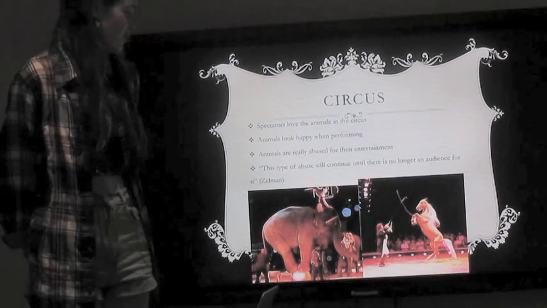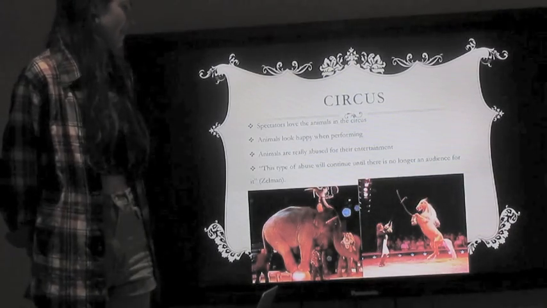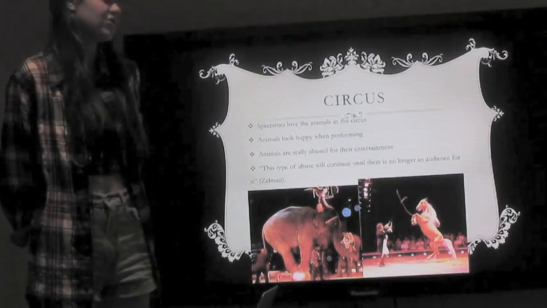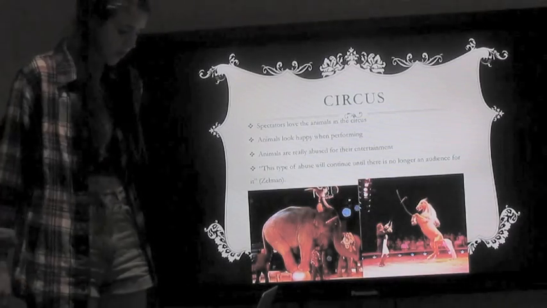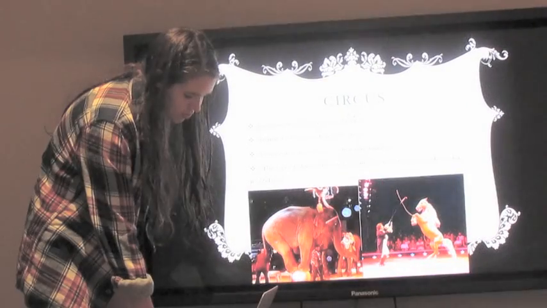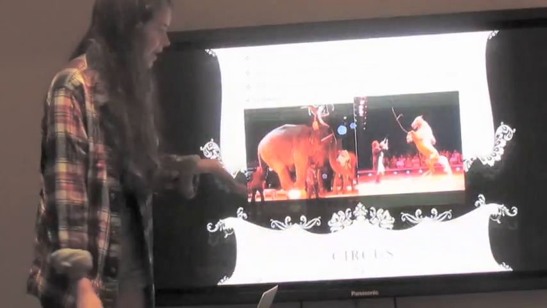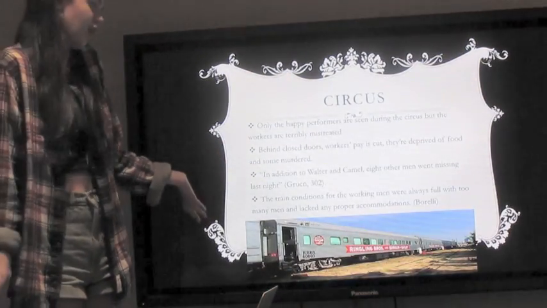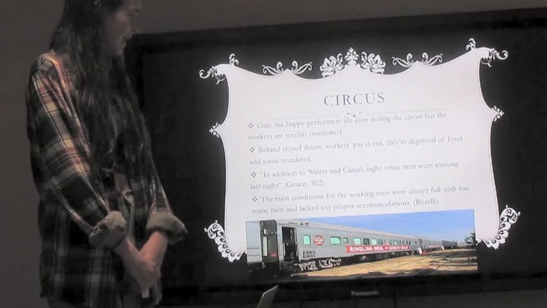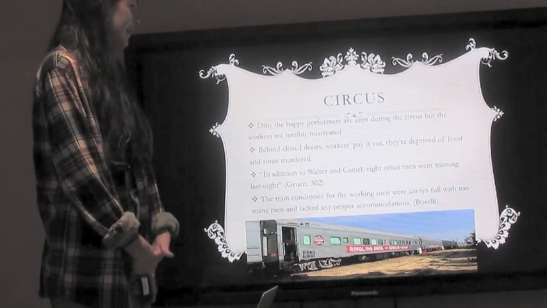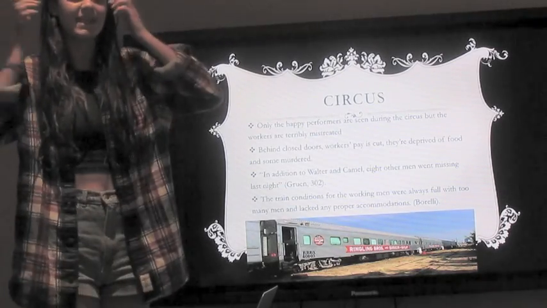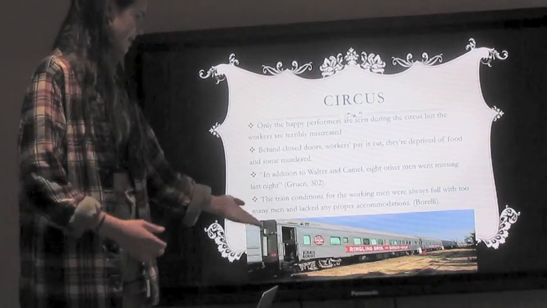So in a secondary source, it was also stated that this type of abuse will continue until there is no longer an audience for it. So, if people really did know the truth behind the animals' lives, they might not like that entertainment, but no one knows.